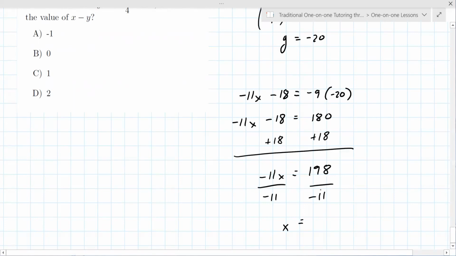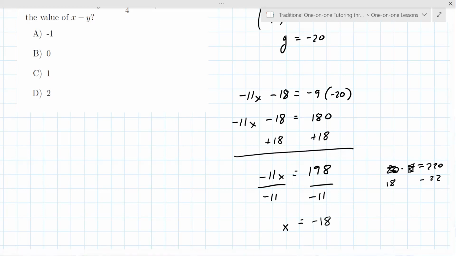You might think you need a calculator here. You could argue that you do or don't. 20 times 11 is 220, and 198 is 22 less. So that's 2 11s less, which means it's 18 11s, so the answer for x is -18. And that could be your hardest part here. So if you're working on these on your own, grab a calculator if you need to, but know that it's right on the edge of whether you can do it by hand or not.